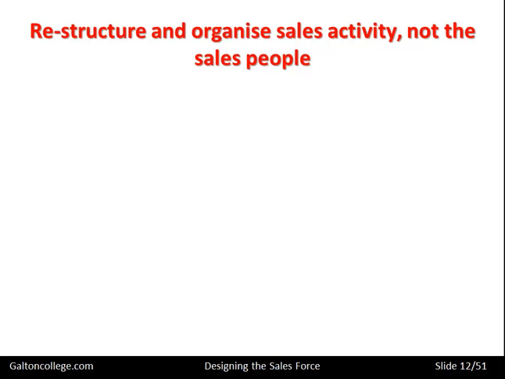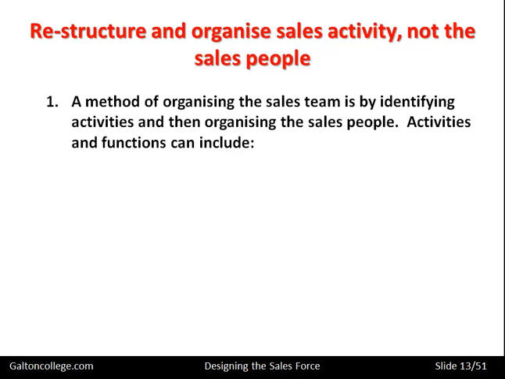As I said earlier, it's important to restructure and to organize sales activity, not the sales people. A method of organizing the sales team is by identifying activities and then organizing the sales people. So the manager identifies who's on the team, what their skills are, what their abilities are, what they can contribute, and then looks at what's required and attempts to match both. Attempts to see where there are gaps, where there are weaknesses, and where there are strengths.